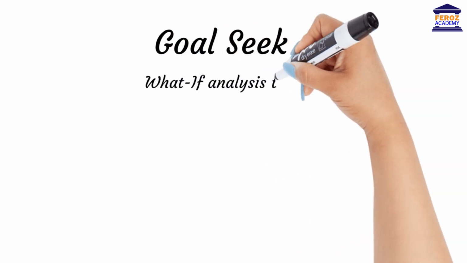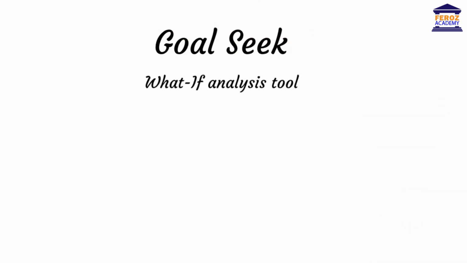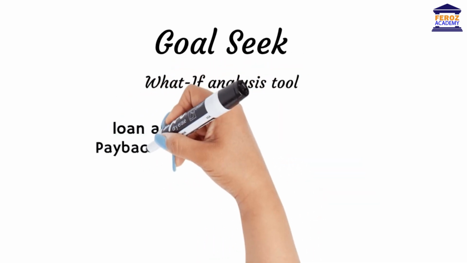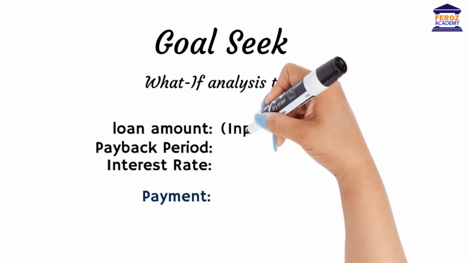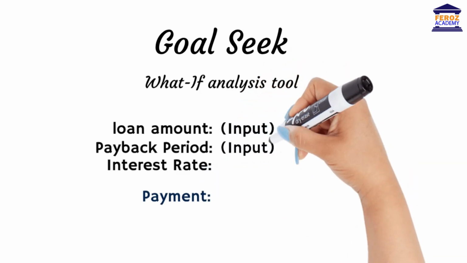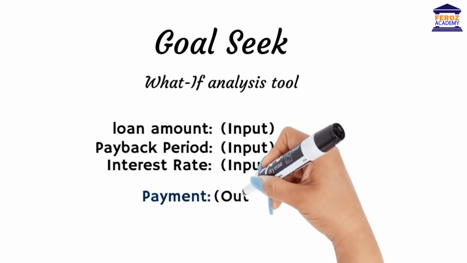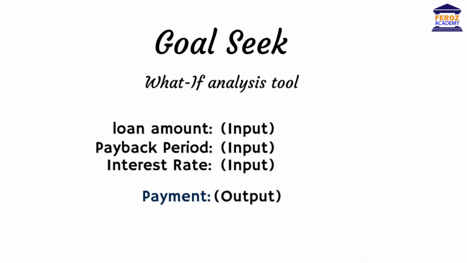Goal Seek in Microsoft Excel is a what-if analysis tool that you can use to find the input of a formula or a calculation where you know the output or the result of the formula. The feature allows you to work backward to find the input value based on the known output, instead of finding an output based on a given input.